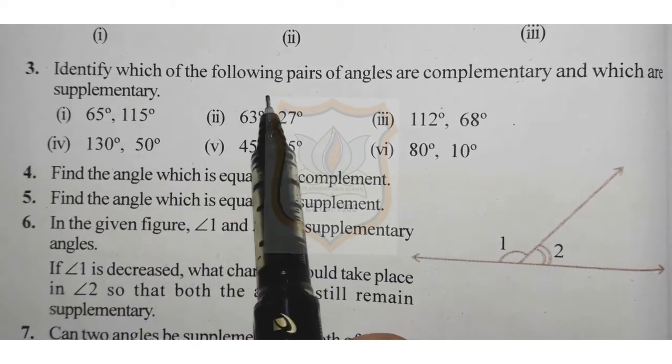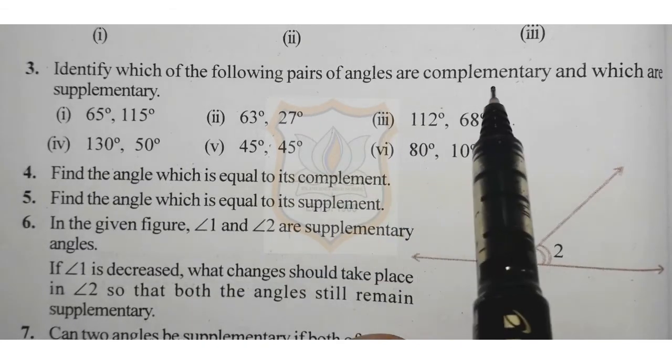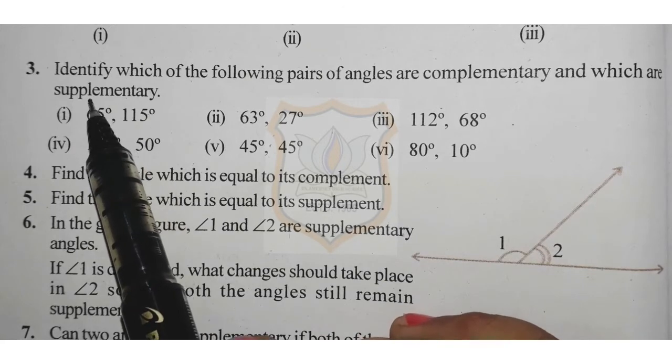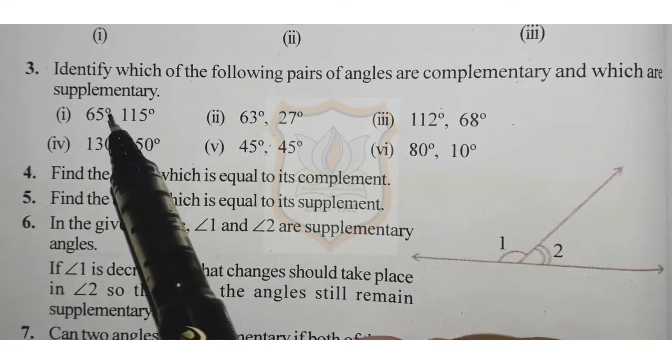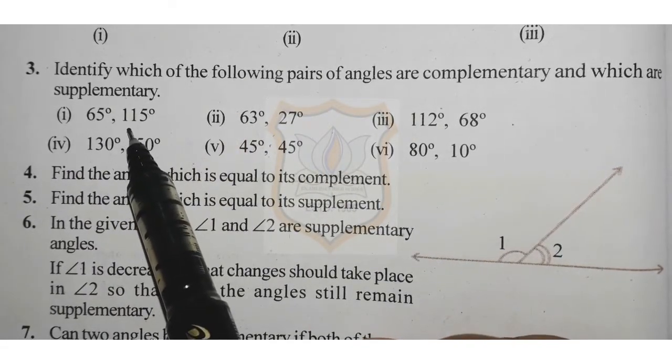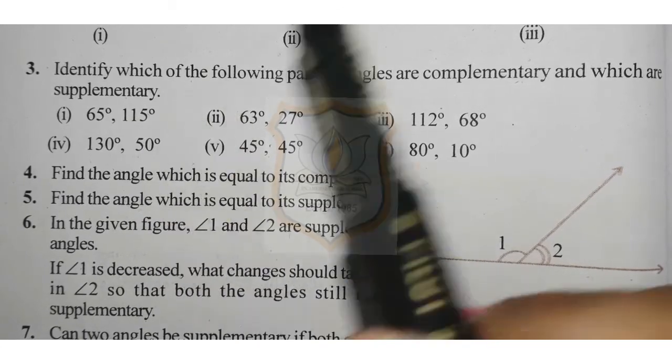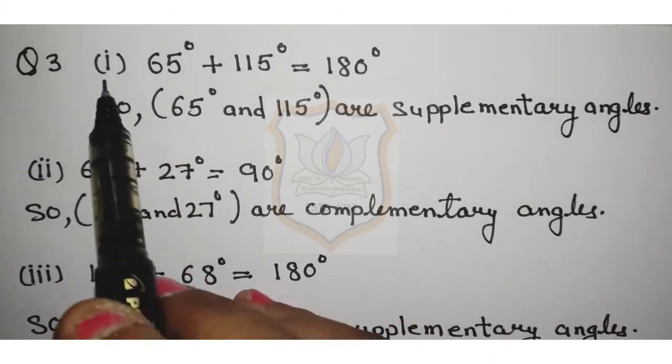Identify which of the following pairs of angles are complementary and which are supplementary. It means from these angles, you have to find out which of them are supplementary pairs of angles and which of them are complementary pairs of angles. So let's solve the first part.